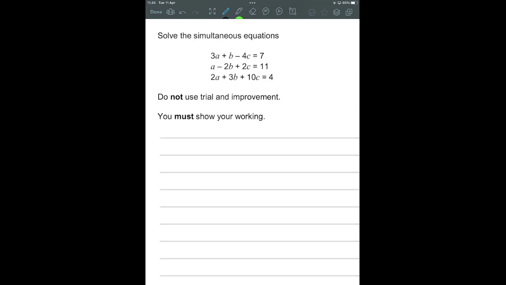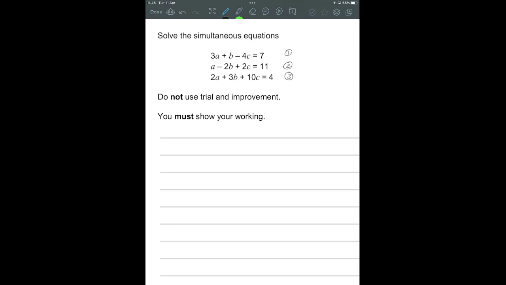We need to try and kill off one of the letters, and we need to kill it off in two different ways. And then we can use the resulting two equations in two unknowns to do our normal simultaneous equations method. I like to label up my equations so that whoever's reading my solution can work it out. And as I'm talking, I'm looking at which letter is easiest to deny. A has 3, 1 and 2 coefficients. B has 1, 2, 3 coefficients.